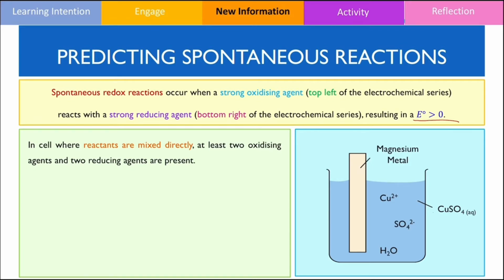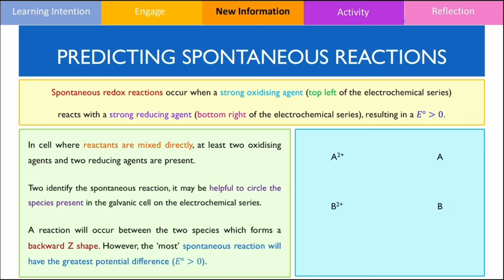In this lesson, our objective is to predict whether a spontaneous reaction will occur and identify the 2 species undergoing the redox reaction. To do this, I've got a neat trick that can help you. The first thing you want to do is circle all of the potential reactants present in the cell on your electrochemical series. In this generic example, let's say I've got the following chemicals present: A2+, A, B2+, and B.